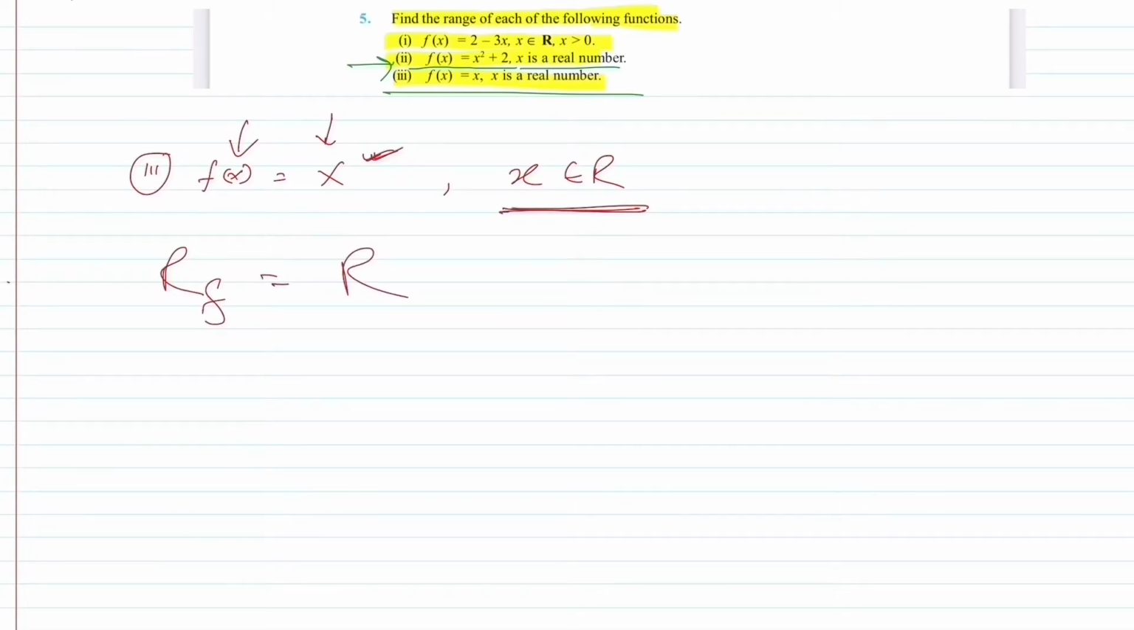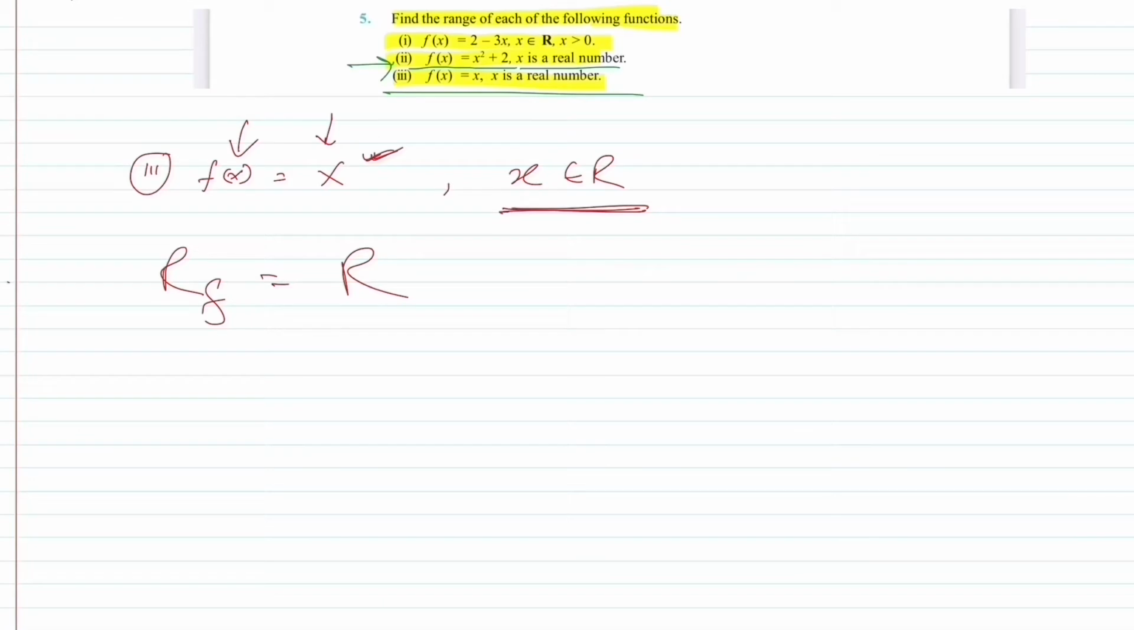Okay, so what is the third function here? Number 3, f of x is equal to x. So now you see, if f of x is equal to x, then it is also given that x is a real number. So here the domain must be the real numbers, and it will be defined for all values of x belonging to R. So that's why the range must be again R.